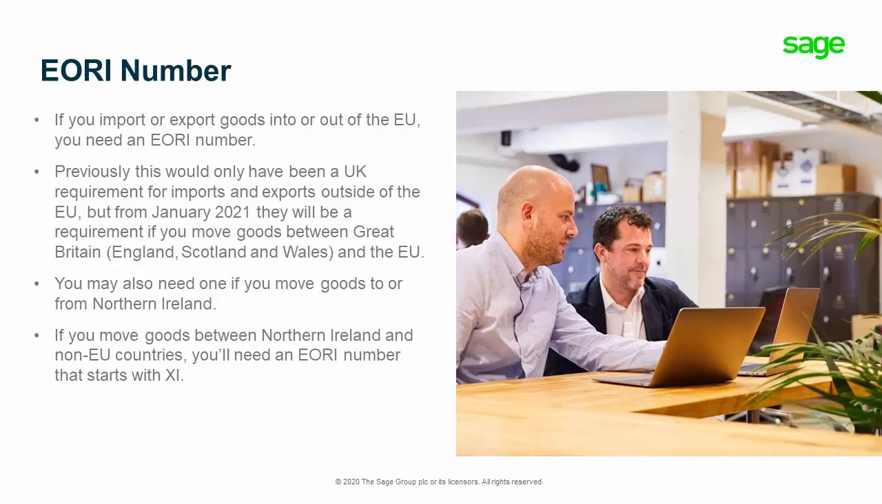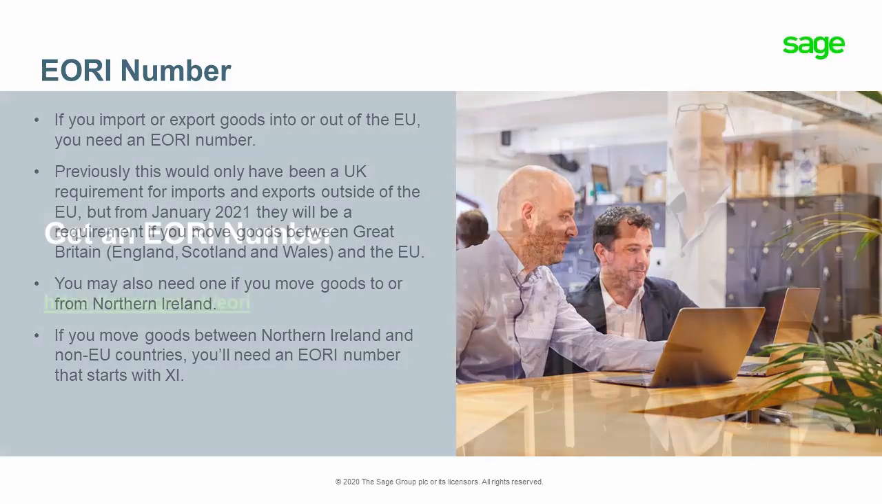EORI numbers next then. So if you import or export goods into or out of the EU, you need an EORI number. Previously, this would only have been a UK requirement for imports and exports outside of the EU, but from January 2021, there'll be a requirement if you move goods between Great Britain, so that's England, Scotland and Wales, and the EU. You may also need one if you move goods to or from Northern Ireland.